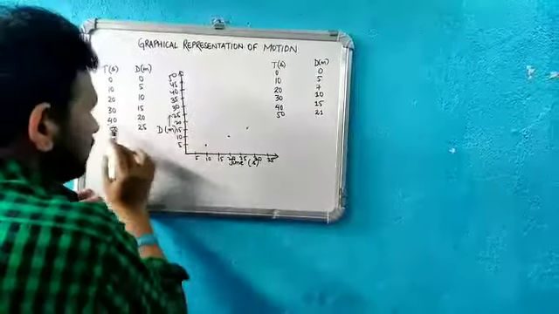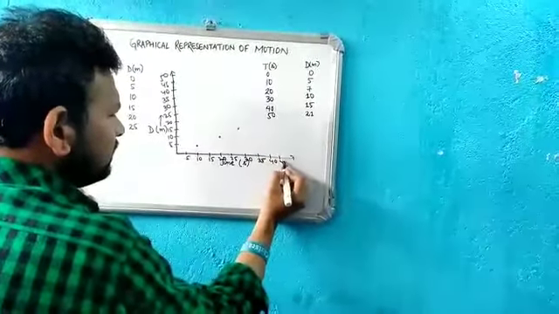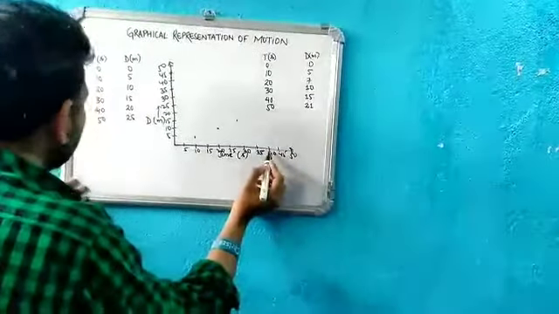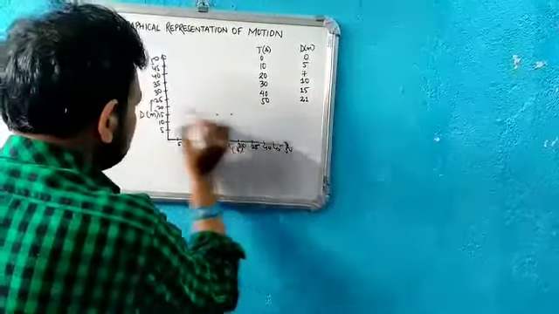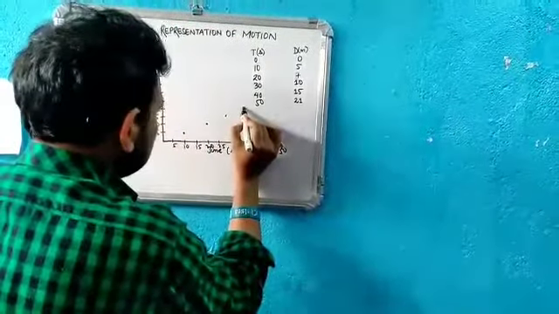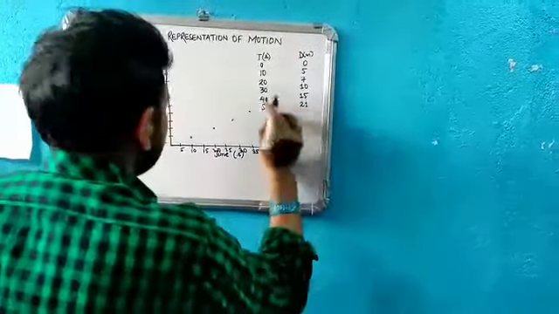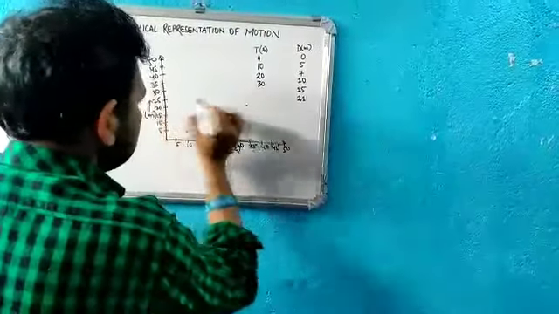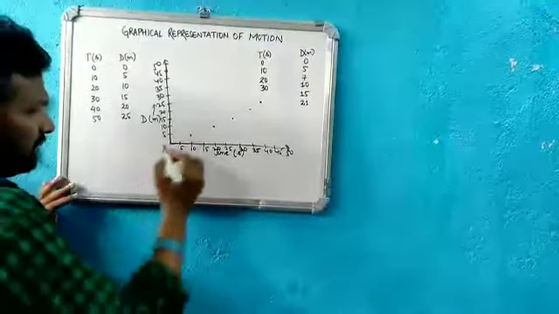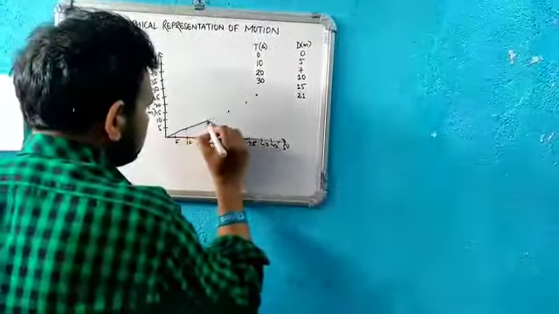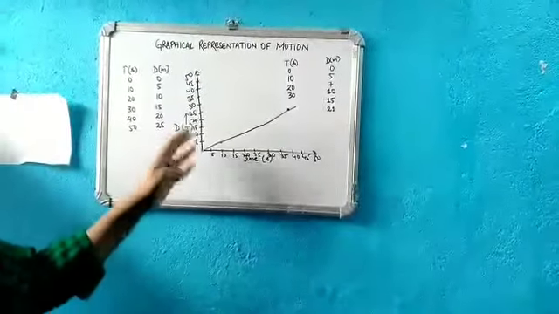I have taken till 50: 40, 45, 50. T equal to 40, d equal to 20. It will be around here. So it's just a rough graph. Then 50, 25. Let's take it around here. Okay, so we'll join these points. After joining these points, what we can see is it is a straight line.